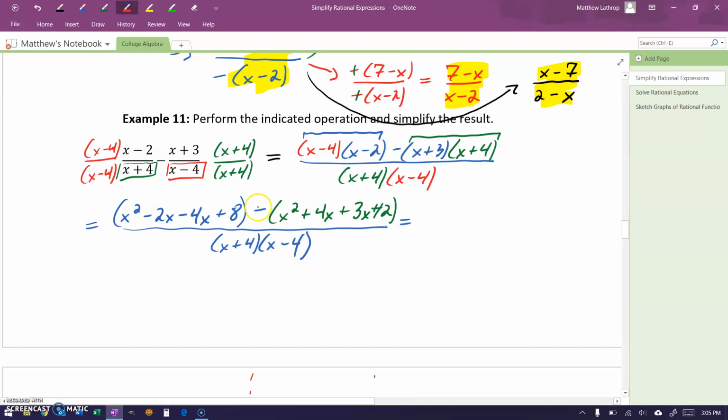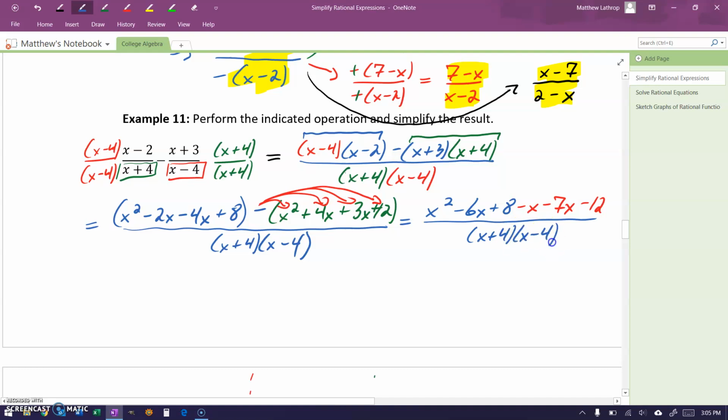Our next step will be taking that negative and distributing it throughout this polynomial expression to get x squared minus 6x, if we go ahead and combine those two like terms, plus 8, minus x minus 7x, if we combine those two like terms, minus 12. And I'm sorry, that should be x squared.